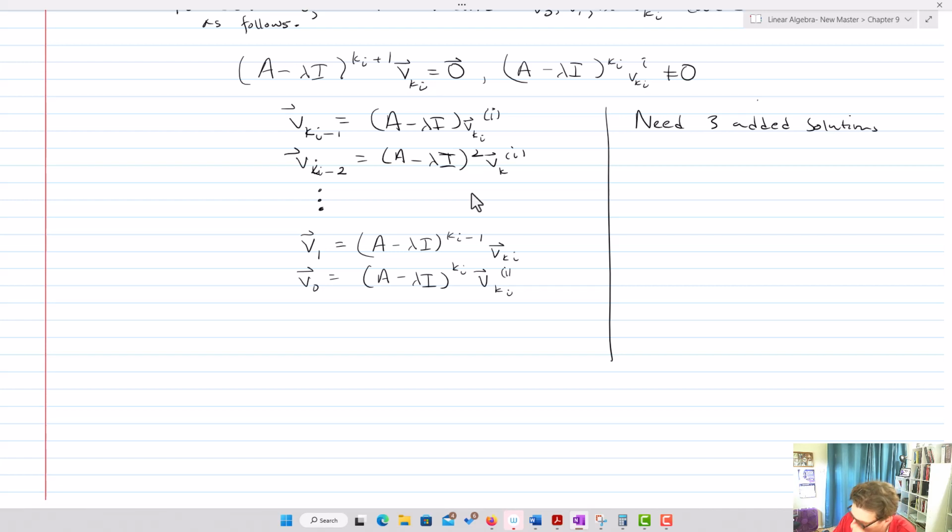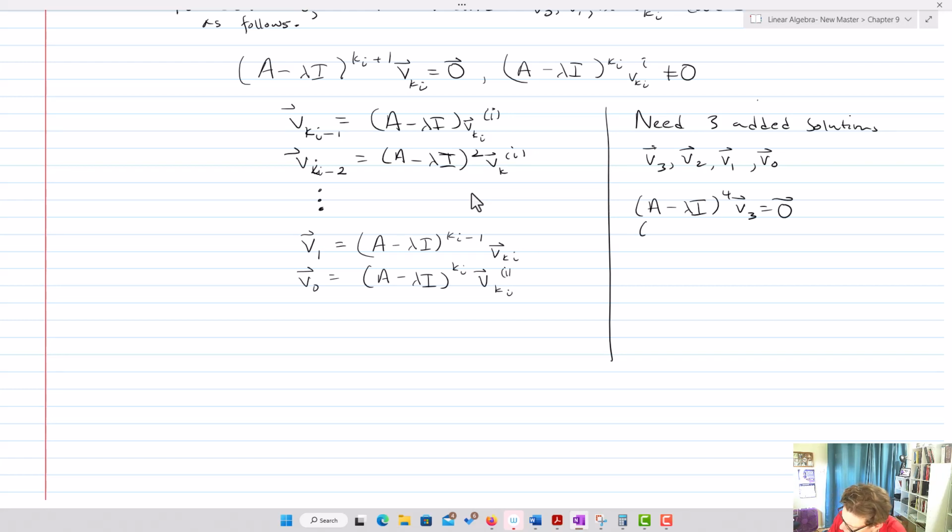So we're going to need to find a V3, a V2, a V1, and a V0, okay? We'll start out with (A minus lambda I) to the 4th V3 equals 0. That's the first requirement that we have.